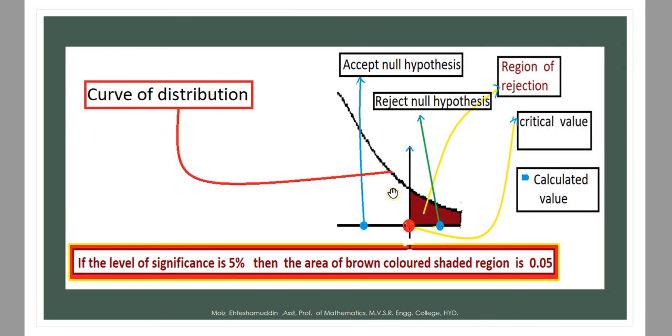Here is the same case again, where I am taking this particular curve as the curve of distribution, in this case the chi-square. One such example I have presented here. The same idea applies for acceptance and rejection. This is the critical value, this red dot. This blue dot may be here or here depending upon the calculation. If it is less than the critical value, we accept the null hypothesis. If it crosses this critical value, we reject the null hypothesis.